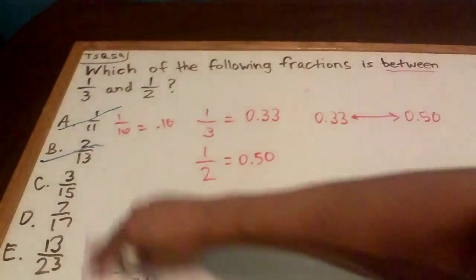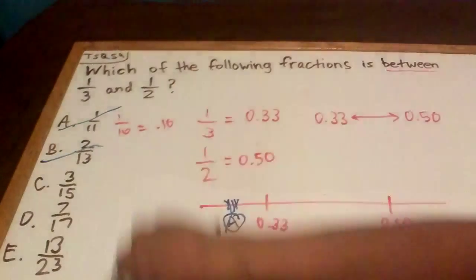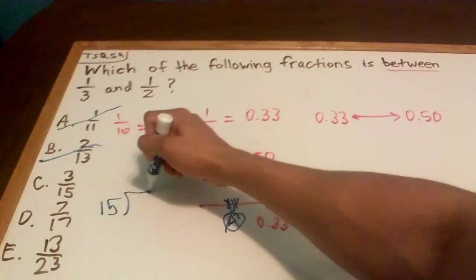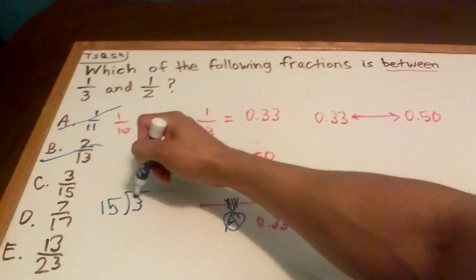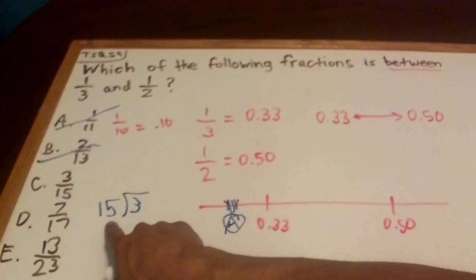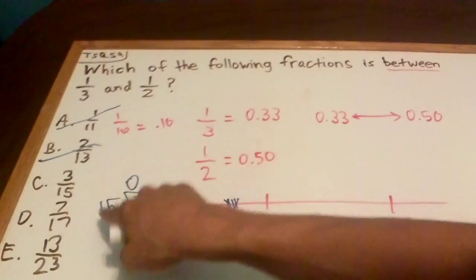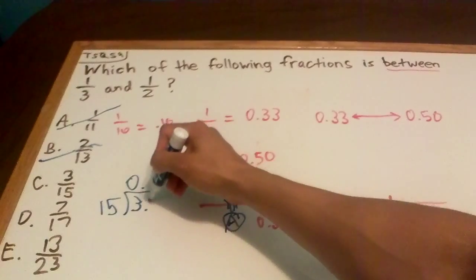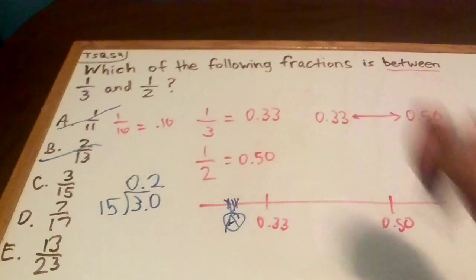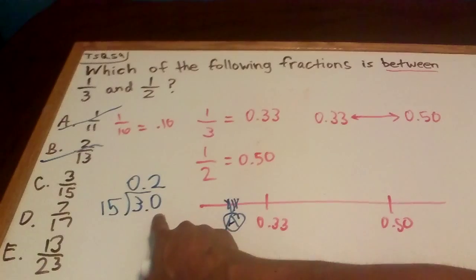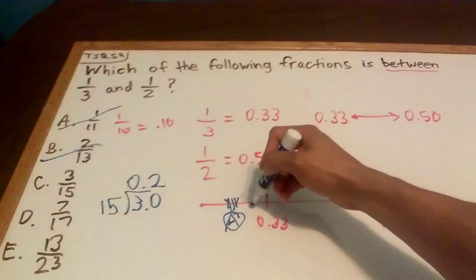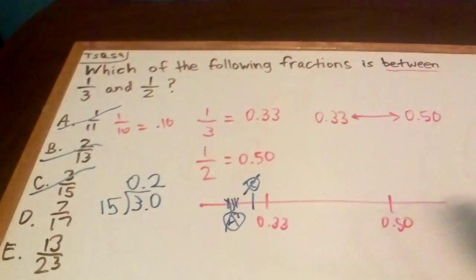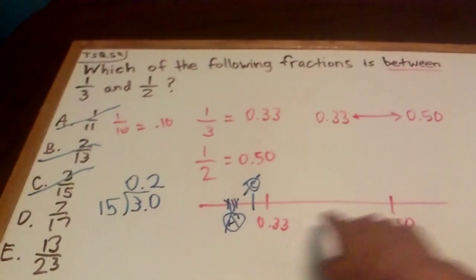Here we are. 3 over 15, and we do 15 divided into 3. Well, 3 divided by 15. No 15s fit inside of 3. We put our decimal point, we make it 30, and 2 fit in there. How about this? It's still too small, isn't it? That's like right here. So that's not good either, because it has to be between 0.33 and 0.50.